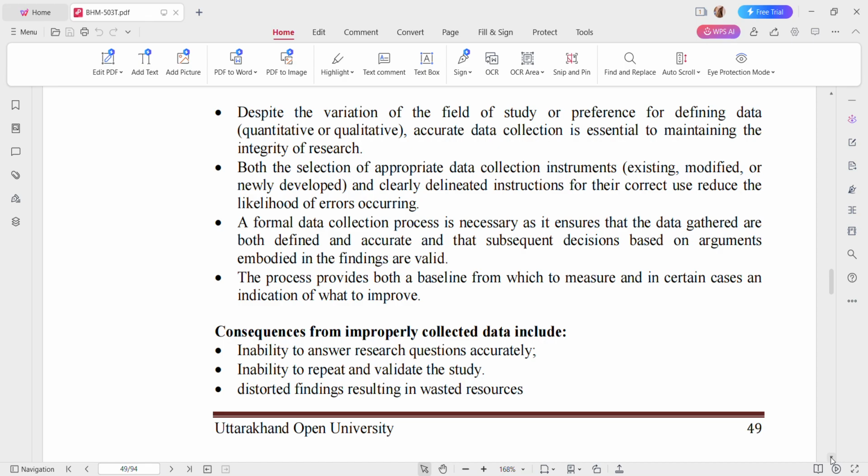Now, what are the consequences of improper collecting of data? So we have here inability to answer research questions accurately, of course. If you use wrong method in collecting your data, then there will be inability to answer research questions. Of course, no, hindi masasagutan yung dapat sagutan kasi nga mali yung ginamit na data natin.